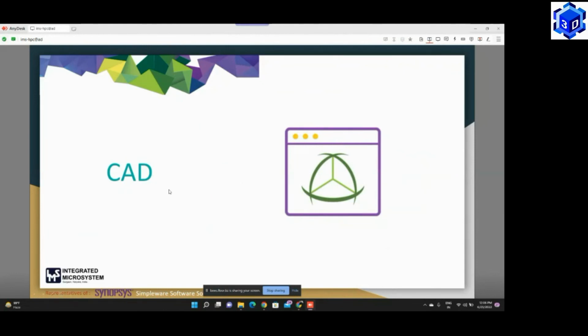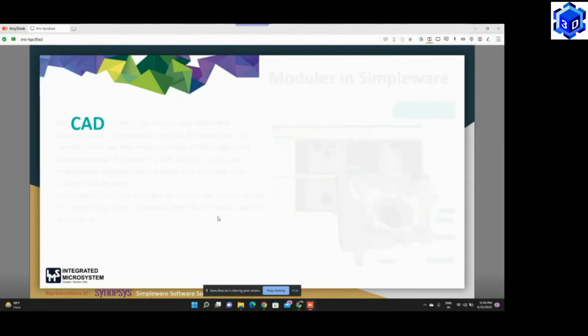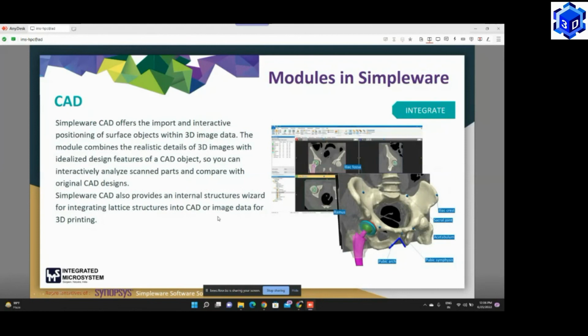This is the CAD module. It offers all the CAD imports and exports. The module combines the realistic details of a 3D image with idealized design features, like the desired design or specific model that you want. Simpleware CAD also provides an internal structure wizard for integrating lattice structures into CAD. You can synthesize super lattices using this CAD module.